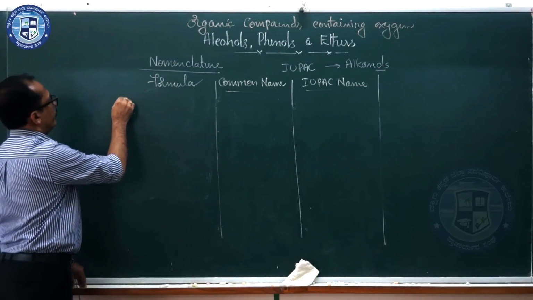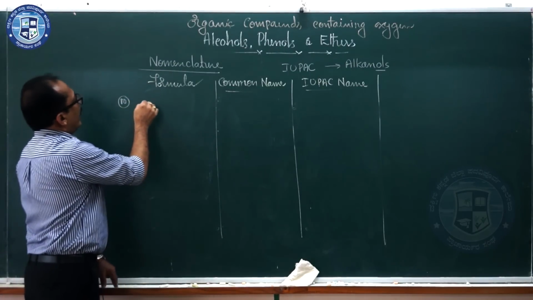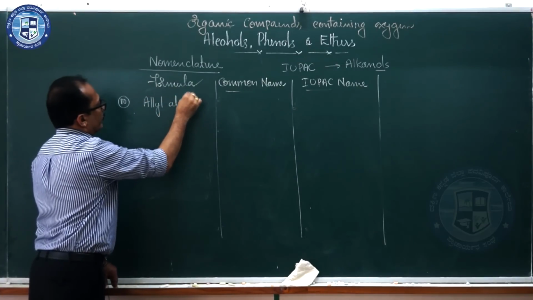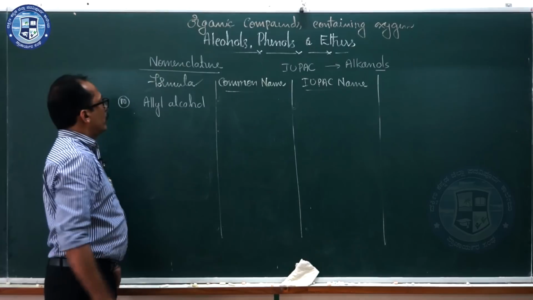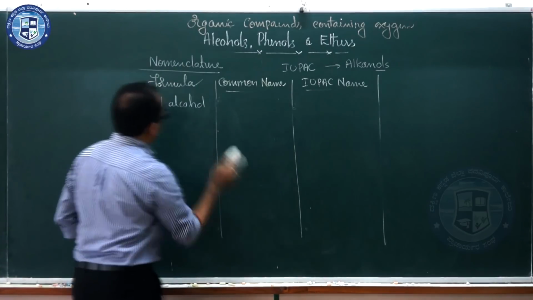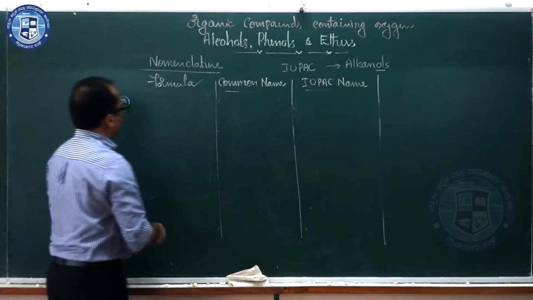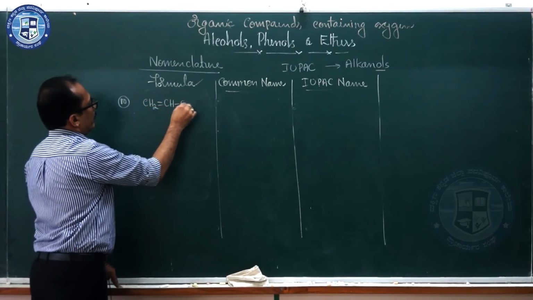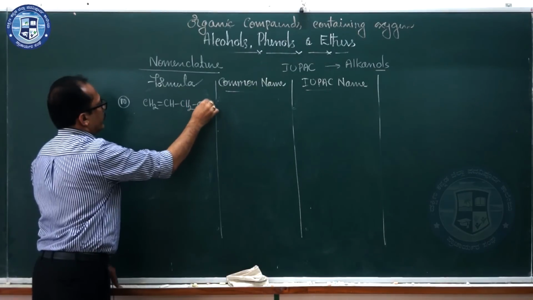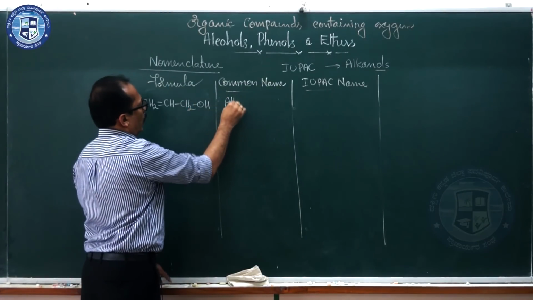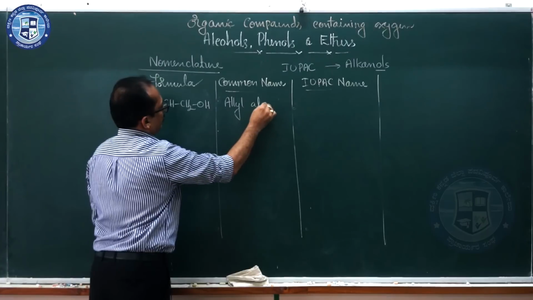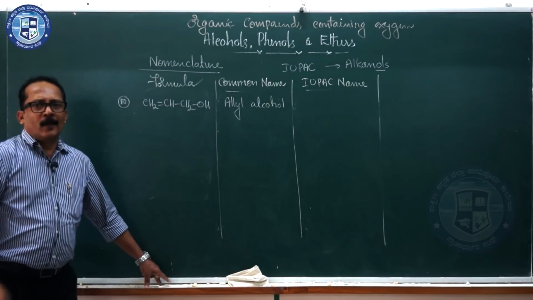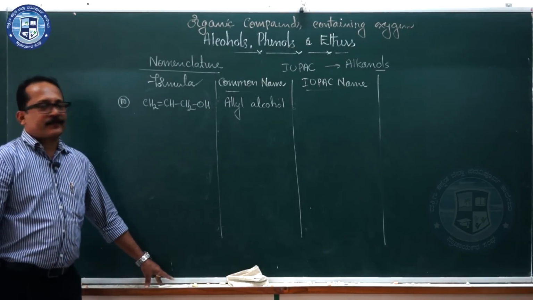Tenth one, allyl alcohol. We'll take the formula first, then write the common name. CH2=CH-CH2-OH. The common name is allyl alcohol. Now, what about the IUPAC name?